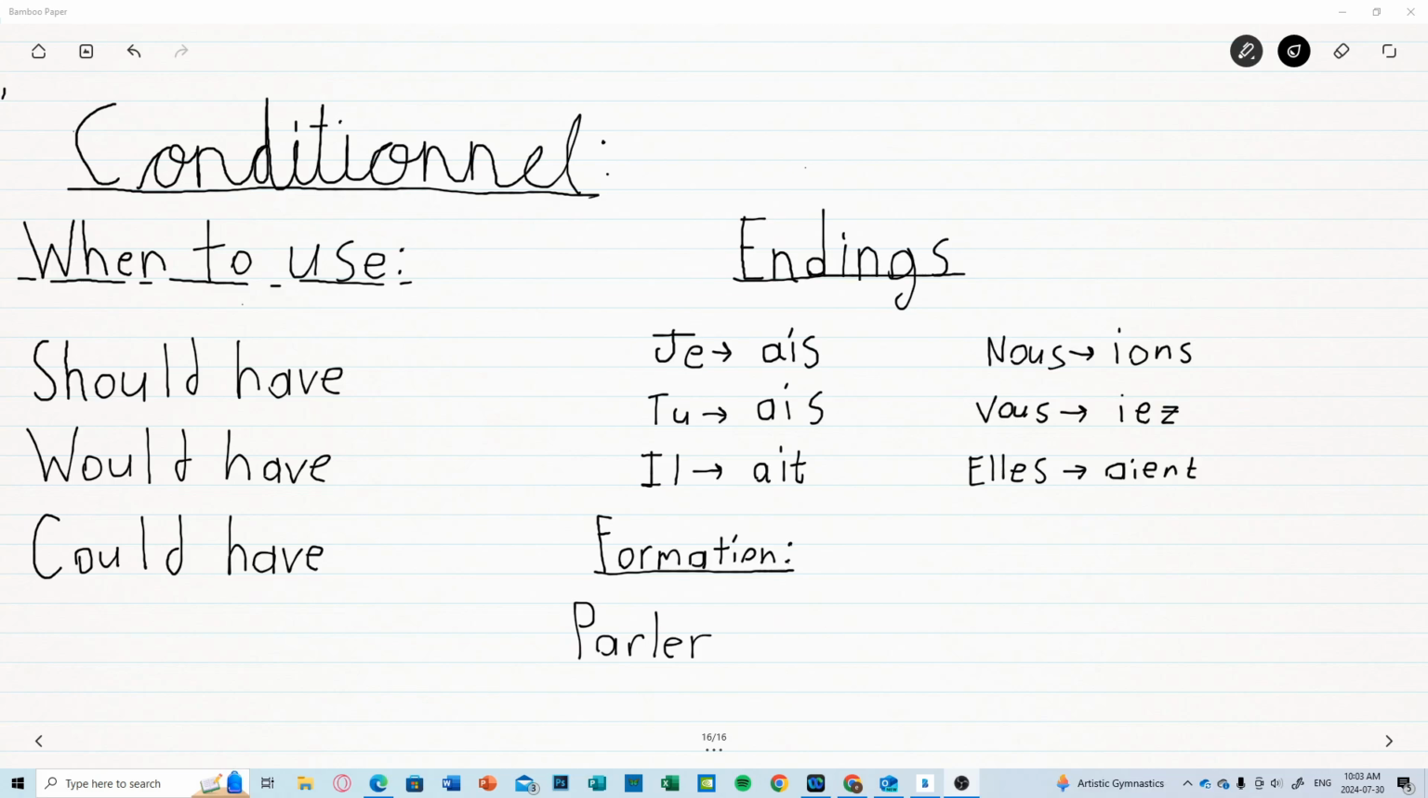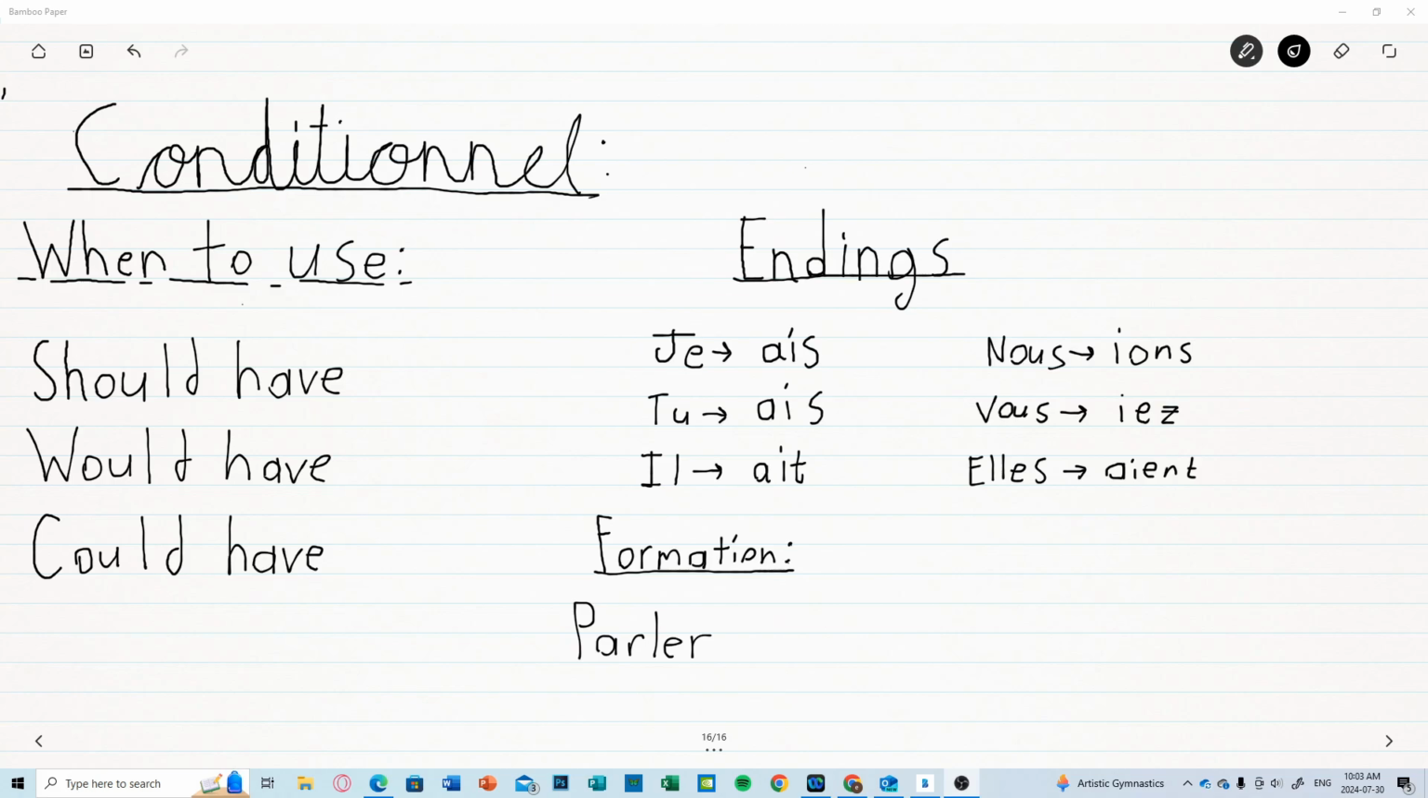Now the endings for conditional are the exact same as the imparfait. So if you know the endings for imparfait already from one of the last videos, then you'll know these ones off by heart. Je is AIS, tu is AIS, il is AIT, nous is IONS, vous is IEZ, and elles is AIENT.